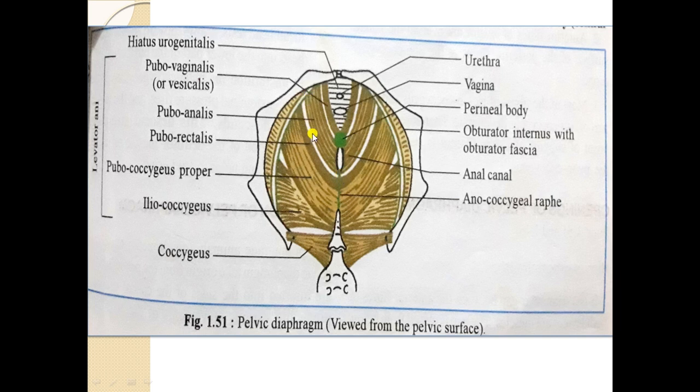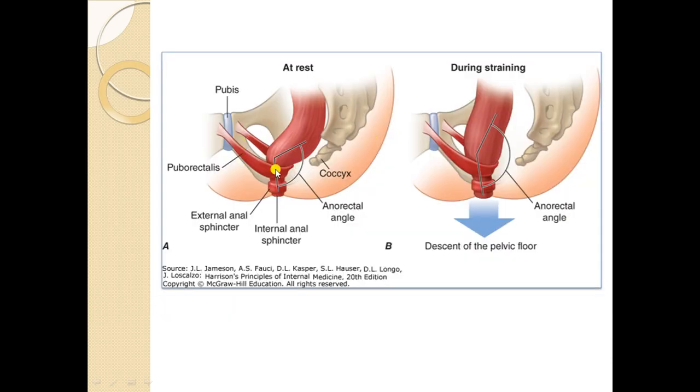You see, this puborectalis muscle actually helps in the formation of the forward curvature of the rectum. When this puborectalis muscle relaxes, the rectum becomes a straight tube, and it helps in defecation. So during defecation this puborectalis muscle is relaxed, and the remaining time it is contracted and helps in the formation of the forward bending of the rectum, so that it regulates defecation.